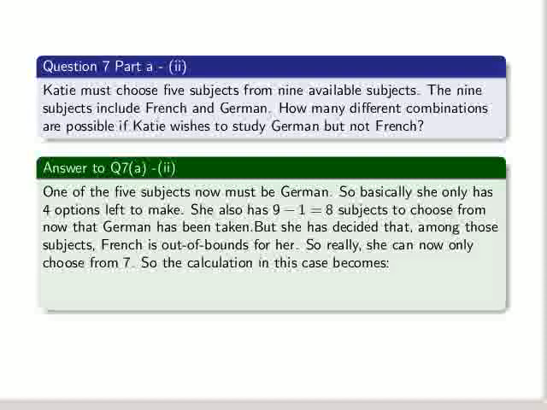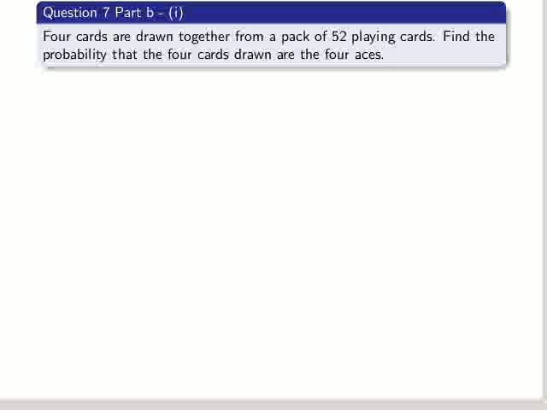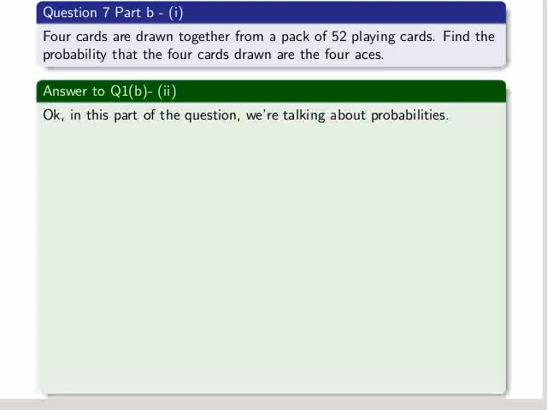So the calculation in this case becomes 7 choose 4. As usual we expand. We look for cancellations and find that the answer is 7 times 5, so it's 35. Under these new conditions, there are 35 possible combinations. That's the answer. So we move on to part B, which is about choosing 4 cards from a pack of 52, and then finding the probability in the first section that the 4 cards drawn are the 4 aces.